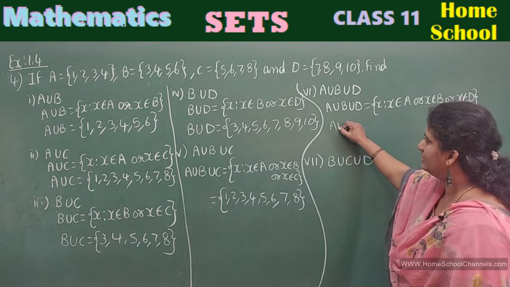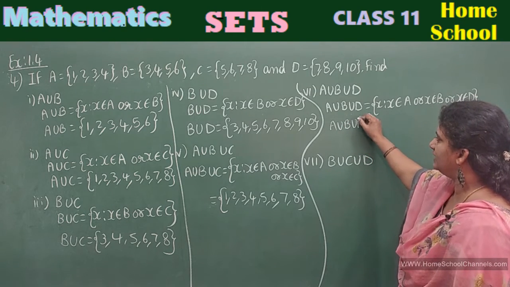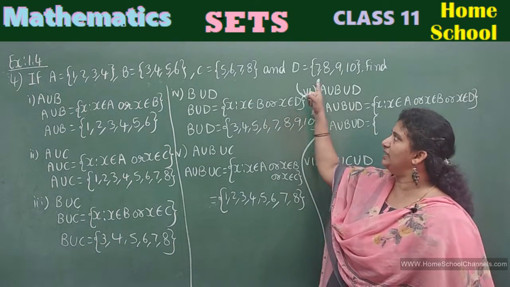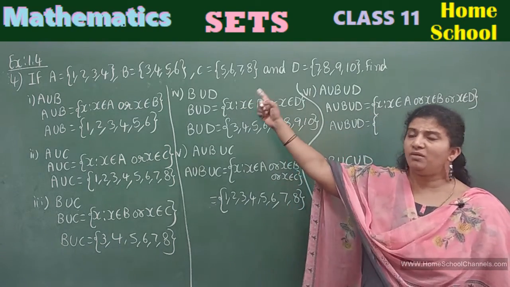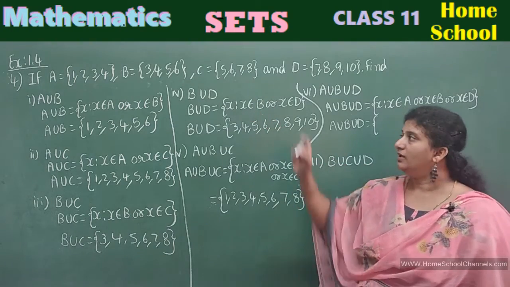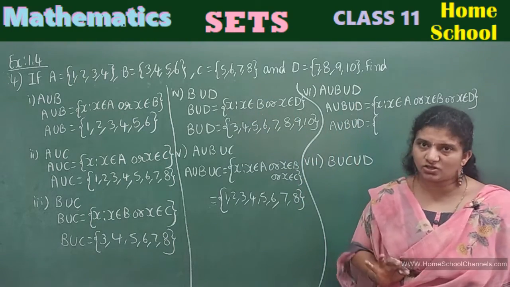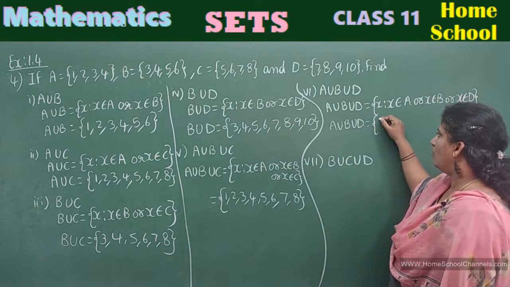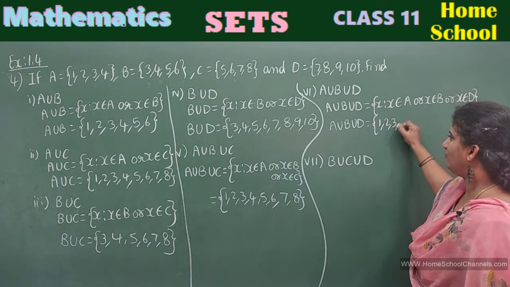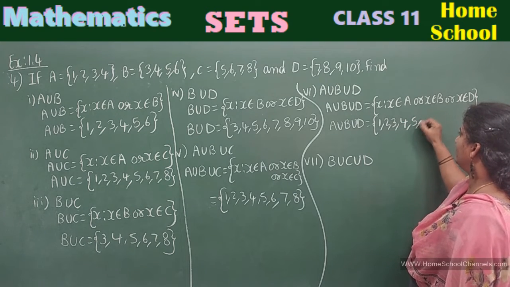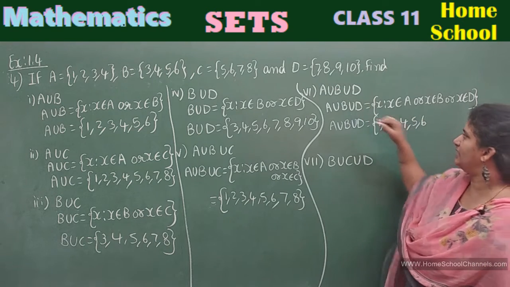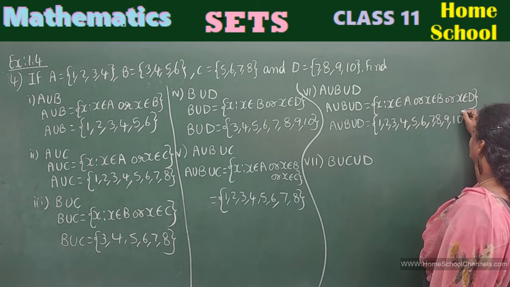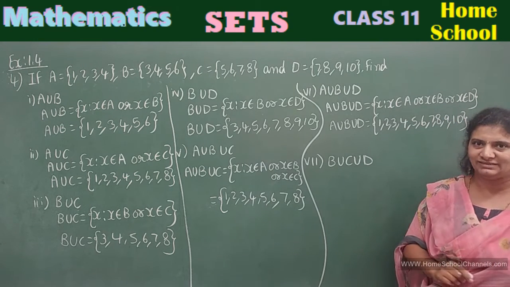That means A union B union D is equal to, observe, A, B, D. In A and B, 3, 4 is common. B and D, nothing is common. First, write the elements of A and B: 1, 2, 3, 4, 5, 6. Next, D: 7, 8, 9, 10. That's it. This is your answer.